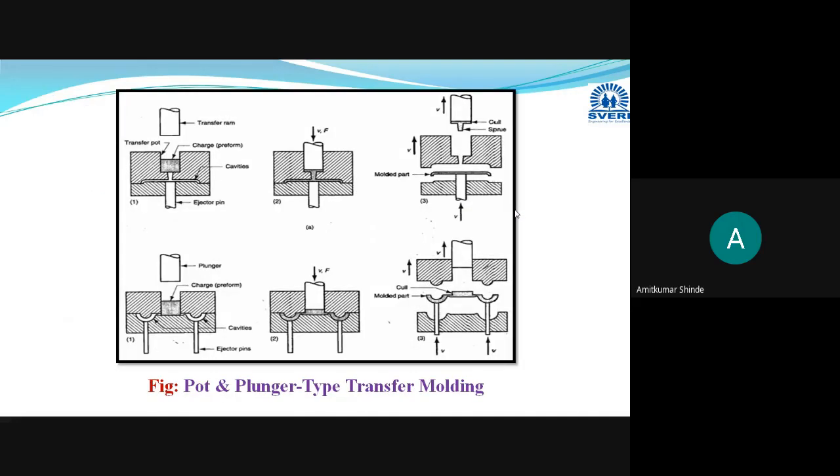Now, this is the diagram here. I have collected both types and shown them in a single diagram. You can clearly see here, I will explain the differences between them. Now in the pot type transfer molding process, transfer of charge from this transfer pot to the cavities will take place through vertical channels. In the plunger type transfer molding process, transfer of the charge from this transfer pot into the cavities will take place through horizontal channels like gate and runner. Okay, this is the basic difference.